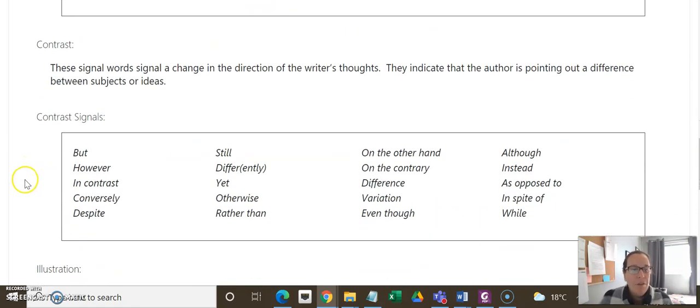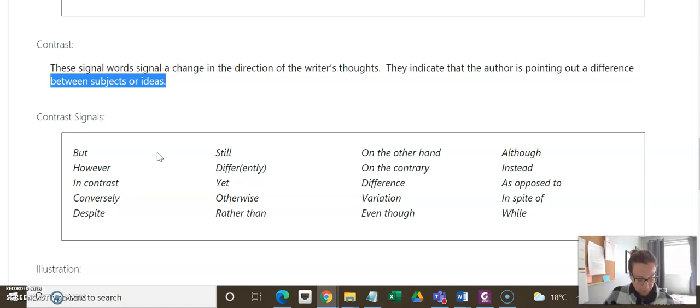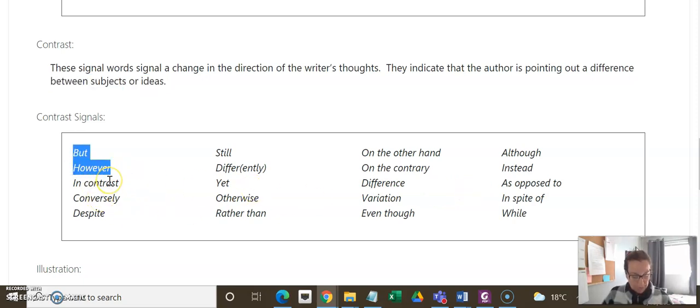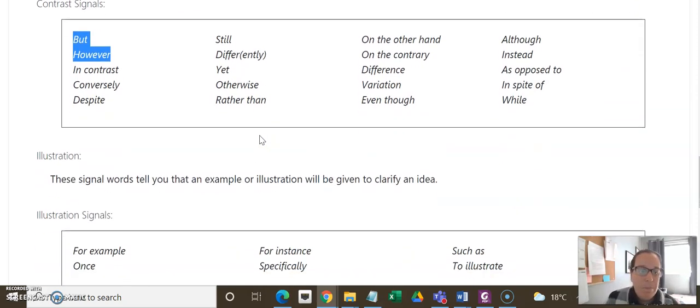The next type of signal word is a contrast word. These are saying, hey, we're pointing out a difference between subjects and ideas. So an example of that would be, people used to think getting chilled would lead to catching a cold. However, so that's right here. However, getting chilled has nothing to do with getting sick. So we're making a contrasting statement here.